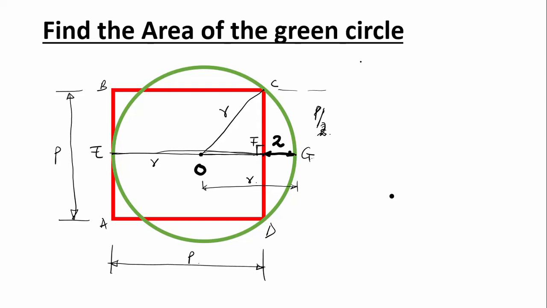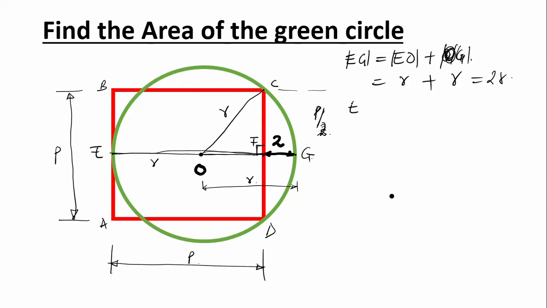Now, if you look at the diagram critically, you see that EG is equal to EO plus OG, and then EO is what? R. OG is R. So this is equal to 2R.